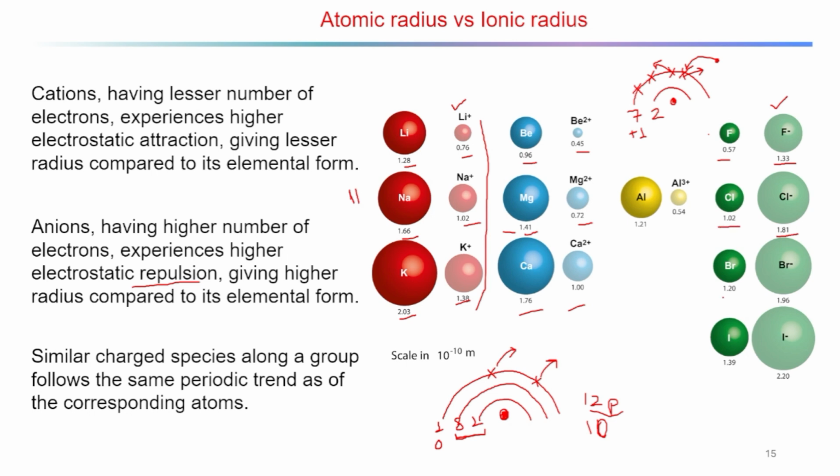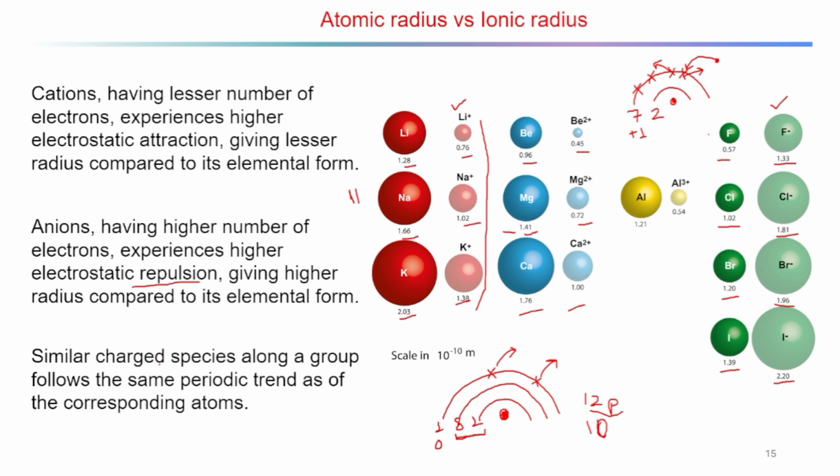You can see even in case of bromine, in the elemental form it was 120 picometer, but in the bromide form it is 196 picometer. And you can see the expansion of iodine as well, from 139 picometer to 220 picometer.